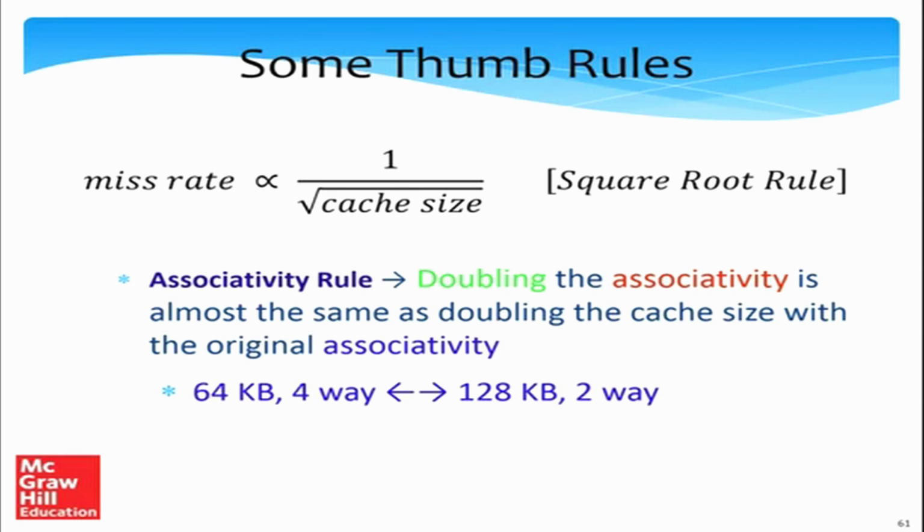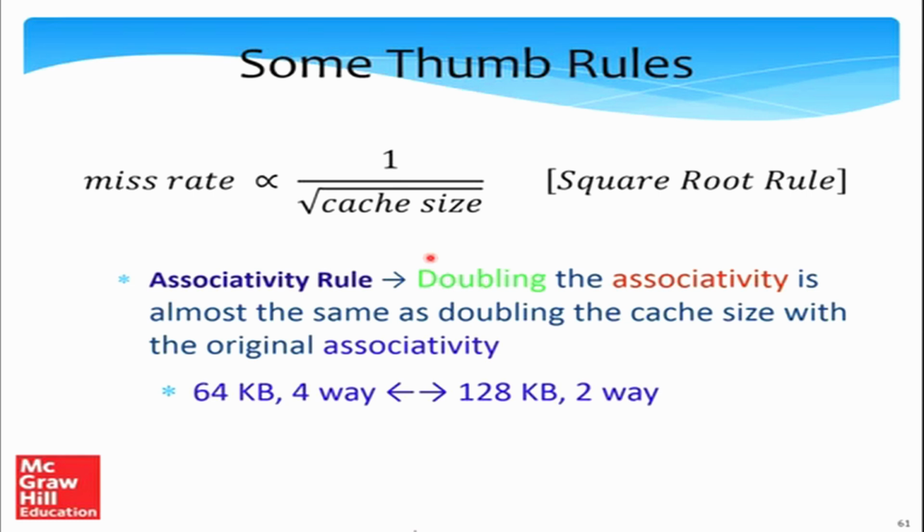It's not a proof. It does not have a proof. So one thumb rule is that the miss rate is proportional to the inverse of the square root of the cache size. This is called the square root rule. If I increase the cache size by 4 times, then I'll reduce the miss rate by a factor of 1 by 2, so I'll reduce it by 50%. So if the miss rate is 10% and I want to make the miss rate 5%, I need to increase the cache size by 4 times.